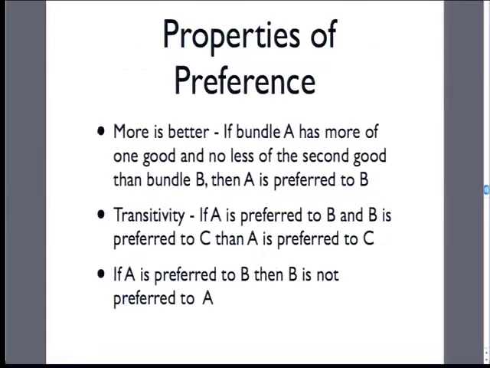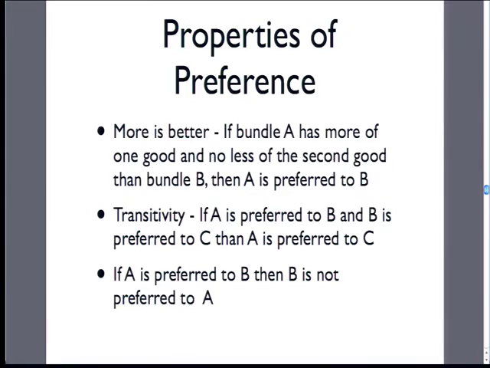So we have some properties of preference ranking. We have increasing ordinality, so more is better in our indifference curves and in our ranking. If bundle A has more of one good and no less of a second good than bundle B, then A is preferred to B. So if you have two bundles and one has more of either of the goods, then it would be preferred. And I'll just show where that comes in the mapping.